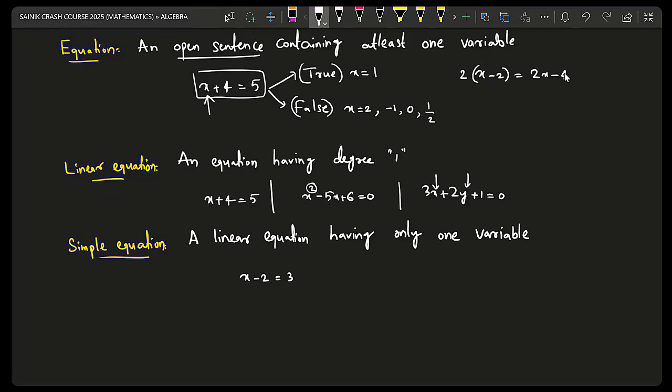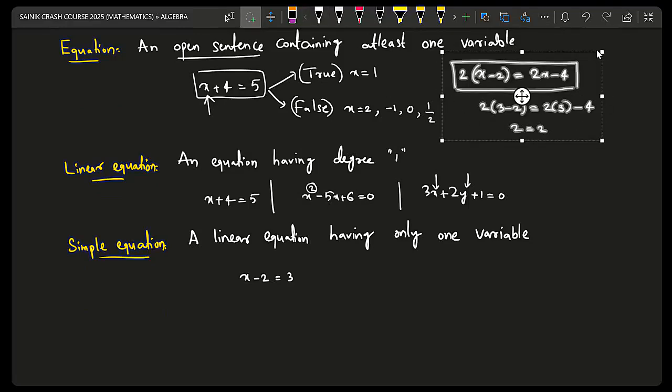Vishnu, can you tell me one value of x where this becomes false? I want it to become false. Sir, I don't have any value. It's never possible. You substitute 2 in place of x, 0 equal to 0. You substitute 3, 2 into 3 minus 2 is equal to 2 into 3 minus 4 equal to 2. True. Not only 3, in place of x you took any value, then you get it is true. That means it is not an equation, it becomes identity.